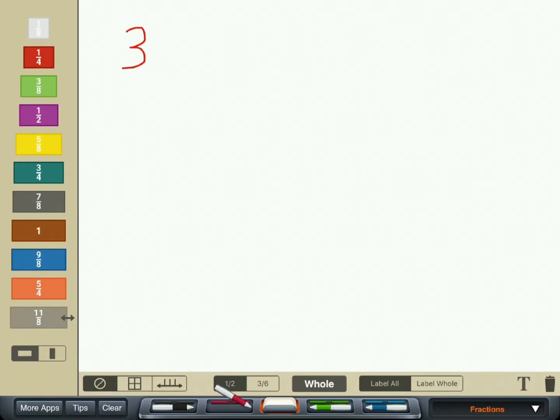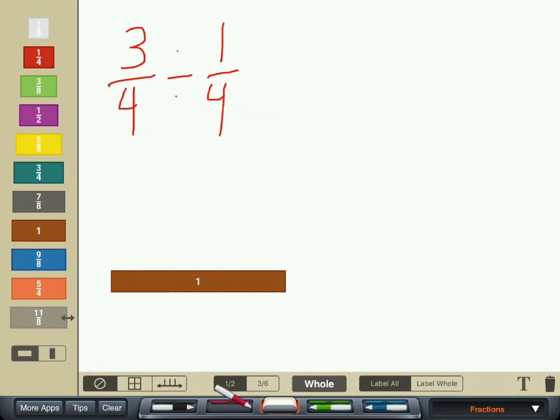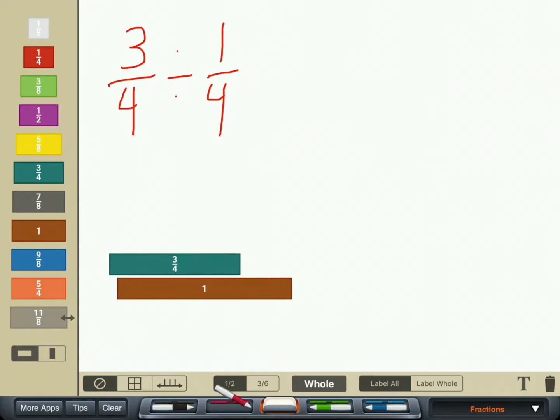If I have this question, 3/4 divided by 1/4, I can use invert and multiply, but I don't have to. There's a simpler way to think about it. My denominators are the same, so let's take a look here at what it looks like. So my whole is right there.